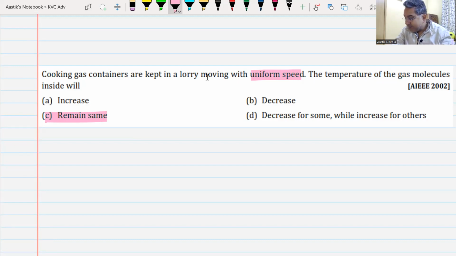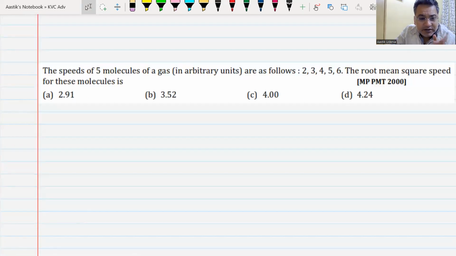This is the next one, my dear friends. This just checks whether you know the formula of RMS speed. The speed of five molecules of a gas in arbitrary units are given as this. What is the root mean square speed? You should also find out the average speed. 2 minutes you have to give me the answer.